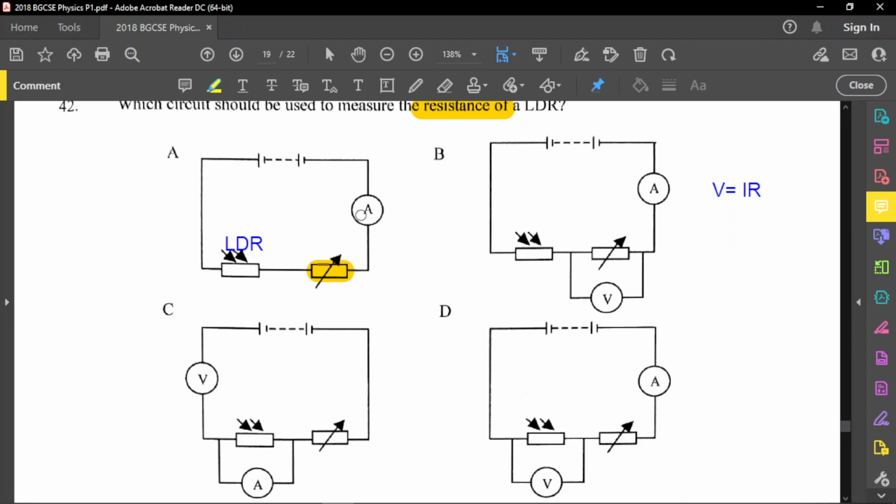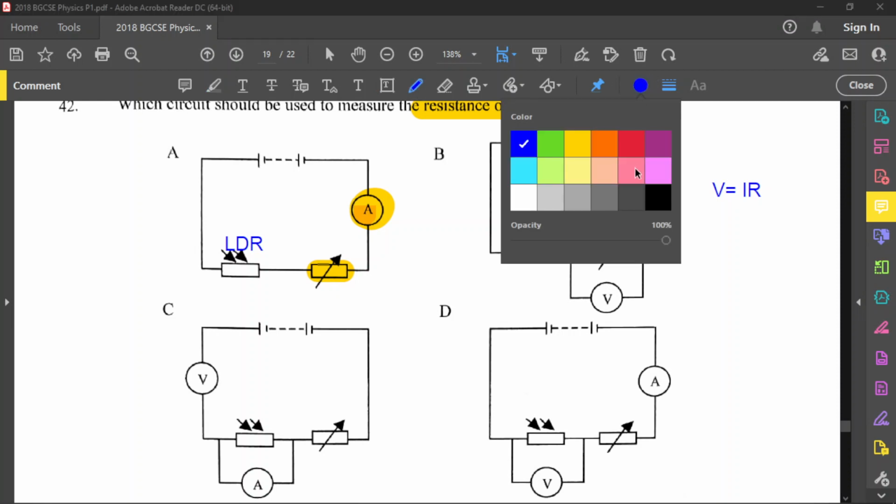Now, if you look at option A, the only thing that can be determined right here is the current, which is the ammeter. So we cannot find voltage here. This is not showing us voltage. How are we going to find voltage? It's just not shown. Now let's look at option B to see what is making sense and what is not.